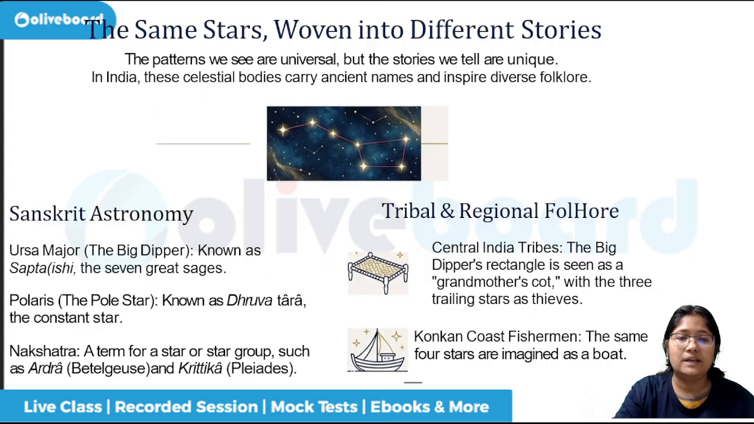And how many are there? 88 official constellations. Now, the same stars are woven into different stories. There are different regional stories for the same stars. The pattern that we see is universal. From anywhere, we will see these patterns, but the stories that they tell are quite unique. In India, these celestial bodies carry ancient names, and there are many folklores associated with them.